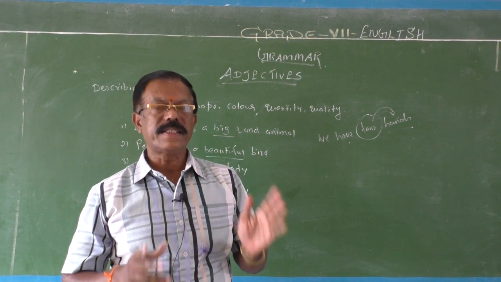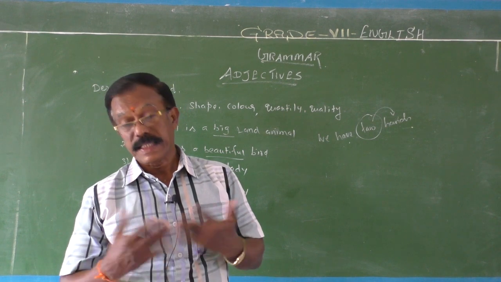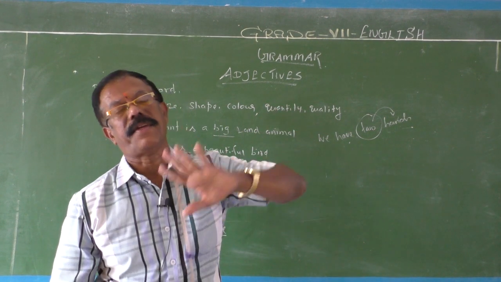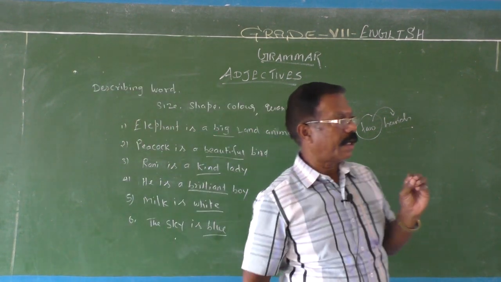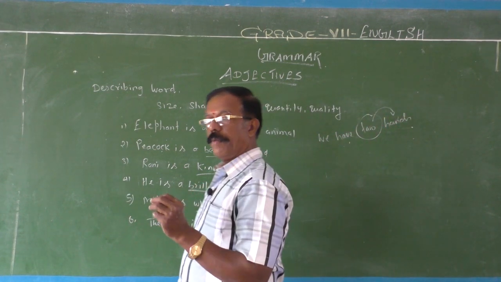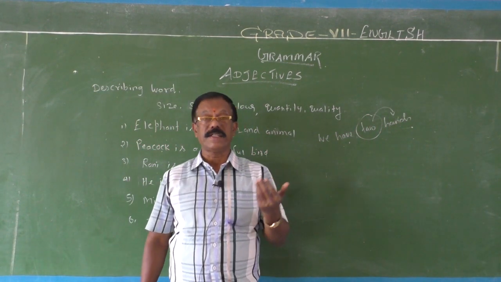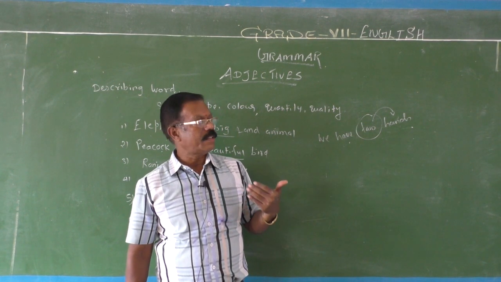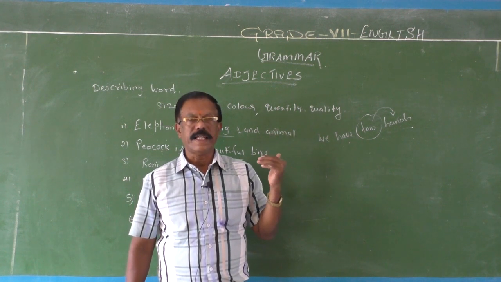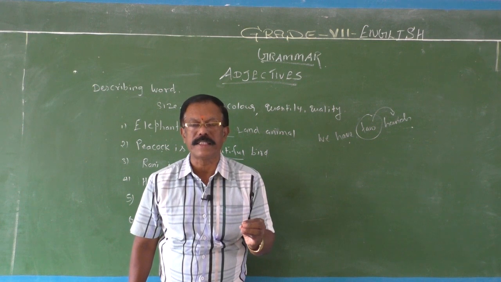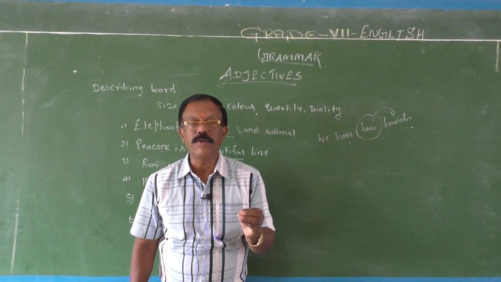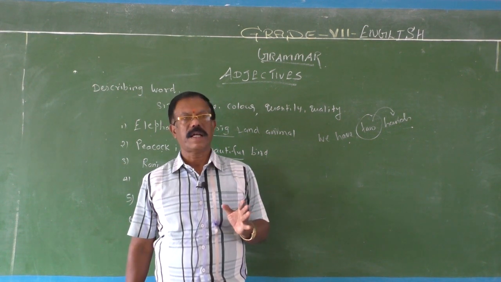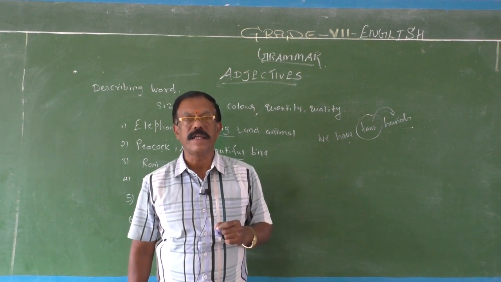Normally, these adjectives are used before nouns. Sometimes these adjectives can be used after nouns in a sentence. If it is used before a noun, then it is called a describing adjective or attributive adjective. If it is used after a noun at the end of a sentence, then it is called a predicative adjective.